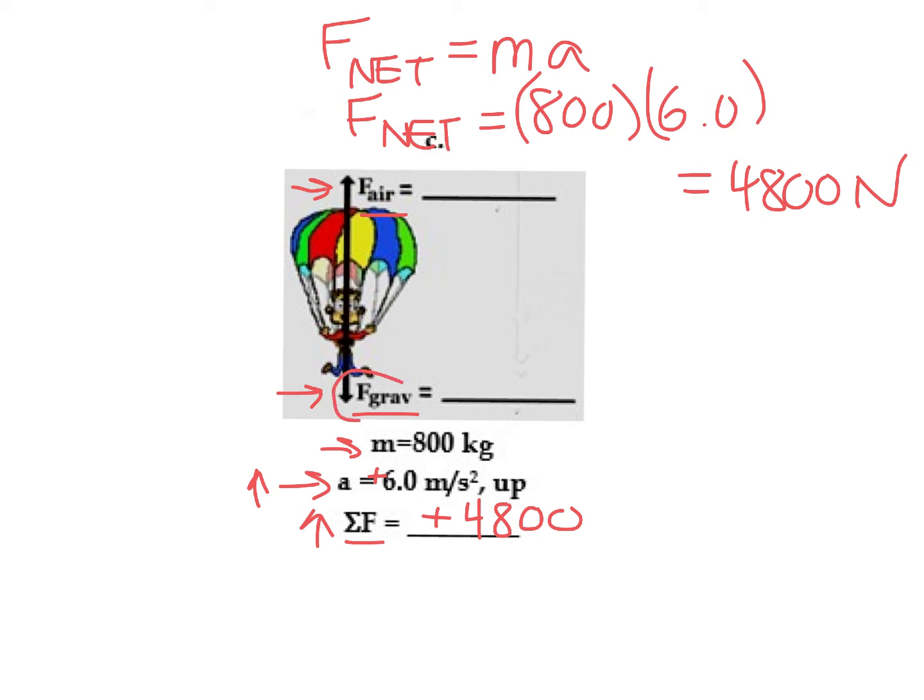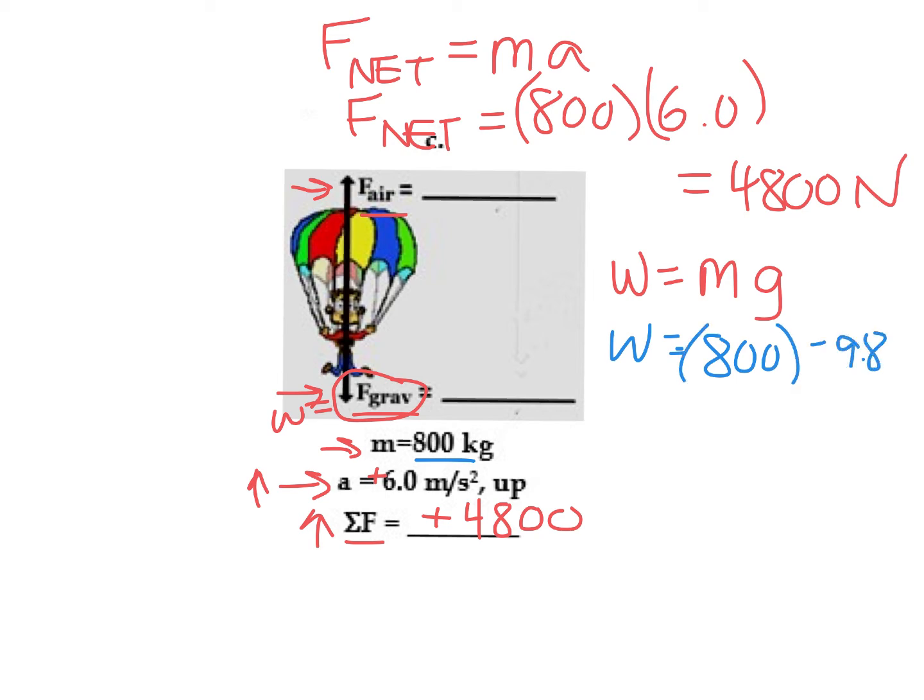The next thing we have to do is remember that the force of gravity is the same as weight. So I know that weight is the force of gravity and that my weight equation is mass times the acceleration of gravity on planet Earth. So my weight is going to be equal to my mass, which we know is 800 kilograms, times negative 9.8 meters per second squared for the acceleration of gravity. And 800 times negative 9.8 is 7,840 newtons. So in the downward direction, I'm going to put a negative there just to remind myself that it's downward. But now I know my force of gravity.